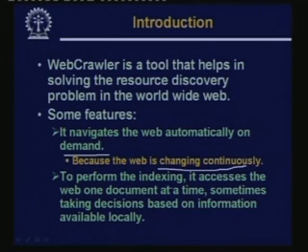To perform the indexing, what web crawler does is access the web documents one at a time, sometimes taking decisions based on information available locally. Using this kind of information, it tries to create the web index. So, the principle is essentially the same. It has to go from one document to the next. At any given time, it will be looking at one particular document.